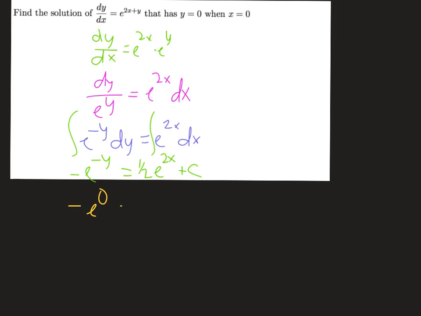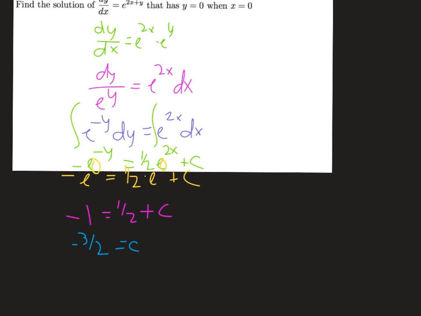e to the 0, 1/2 e to the 0. Well, e to the 0 is 1. So that's essentially saying that negative 1 is equal to 1/2 plus c, which means that c is negative 3/2. Now, if you had done more work and plugged in later, you may have gotten a different c value, and that's okay, because at the end, we will have something that looks the same.